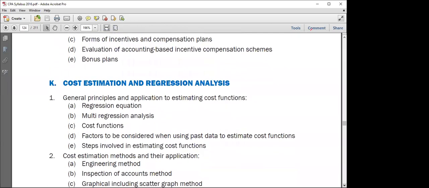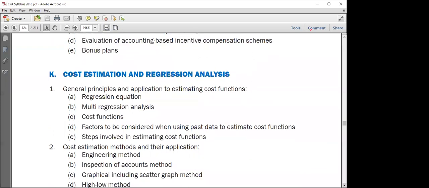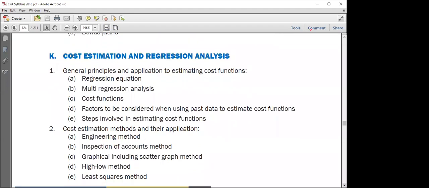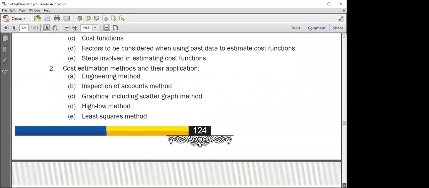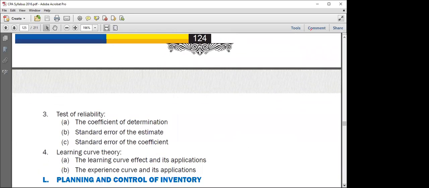Then cost estimation and regression. This is another topic that comes from paper two. But here we get down into other aspects and try to advance it a little further. As you can see, cost estimation methods, things like the engineering method, inspection of accounts, graphical method, whatever it is, I don't know.